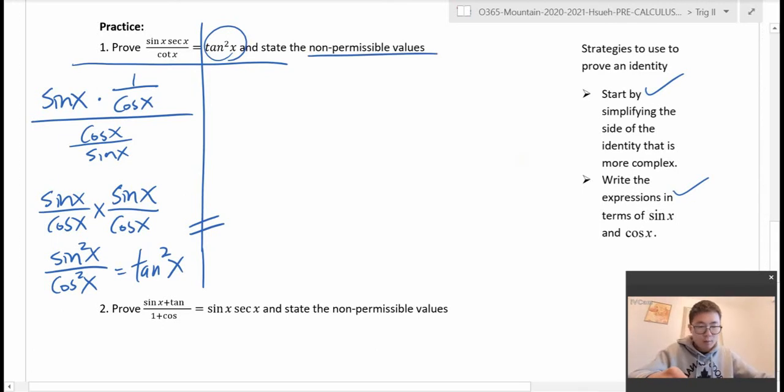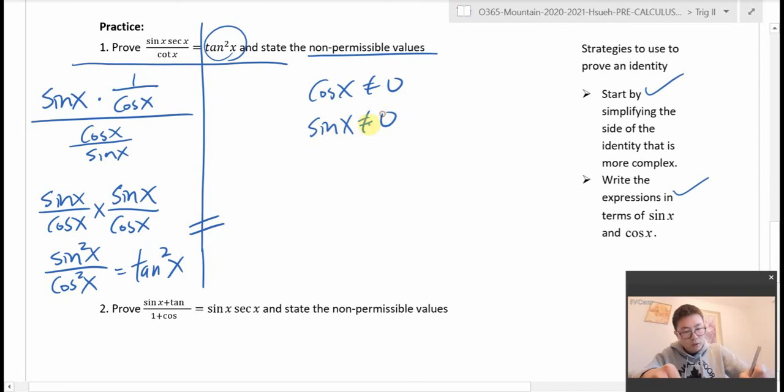The non-permissible values. So again, we're looking for the denominator. So look at it step by step. First one right here, I see that I have cosine x over here, so I know that cosine x cannot equal 0. In the denominator, I have sine x, so sine x cannot equal 0. Cosine x, that I already have. Cosine squared, I already have. So there we go. So only these two.